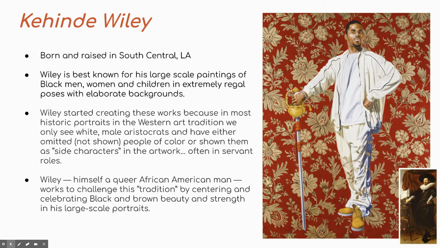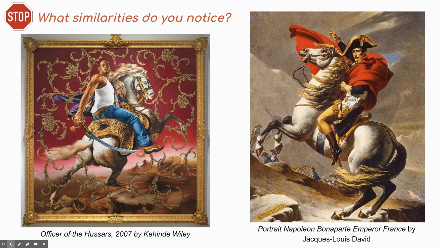And we're going to take a look at some of the portraits that he's made and some of the older Western art tradition portraits side by side, and maybe you guys can spot the similarities. So pause right here. On the right, we have a portrait of Napoleon Bonaparte, Emperor of France. And on the left, we have Officer of Hussars in 2007 by Kehinde Wiley. What do you notice? What are the similarities? Take a pause and type below.